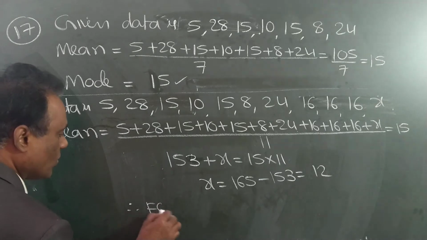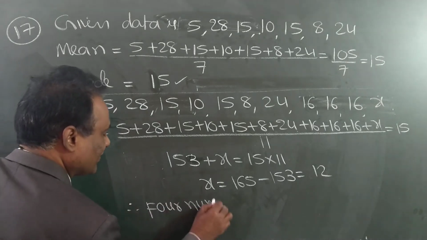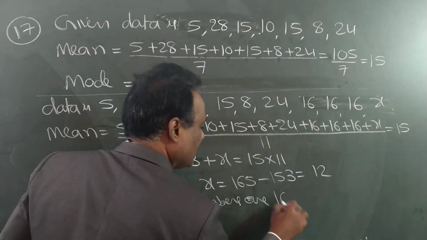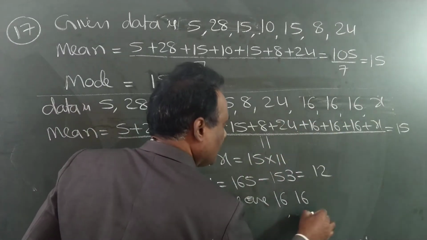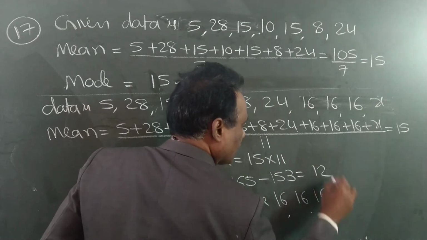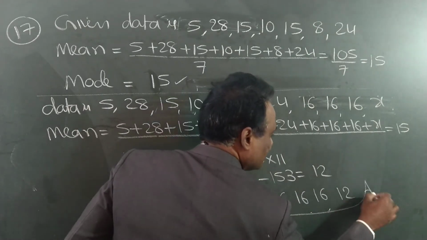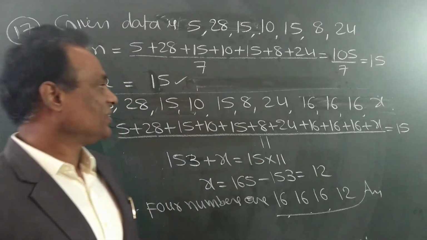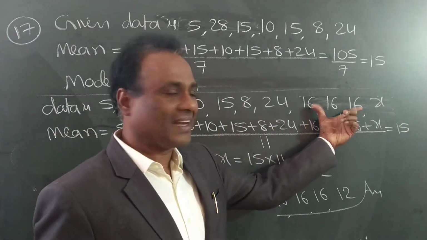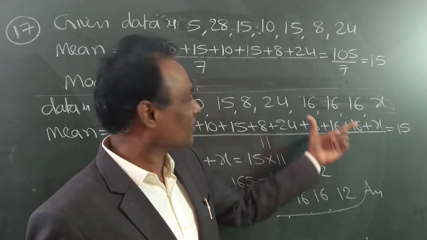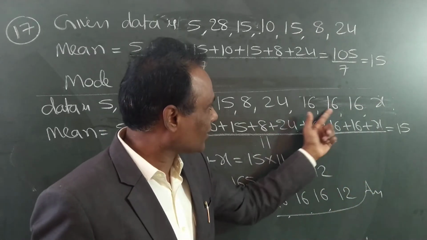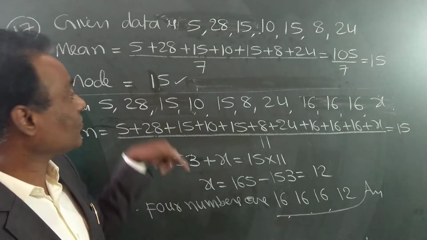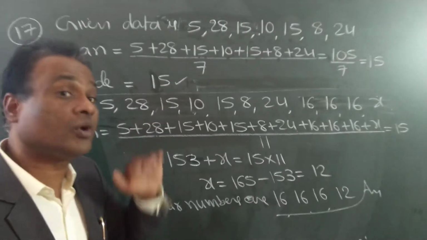Therefore, see students, the 4 new numbers are 16, 16, 16, and next is 12. Like this, a lot of reasoning. The 3 numbers should be 16, because if 16 is repeated 3 times, then only the mode will become 16. The original mode is 15, so the new mode is 16.